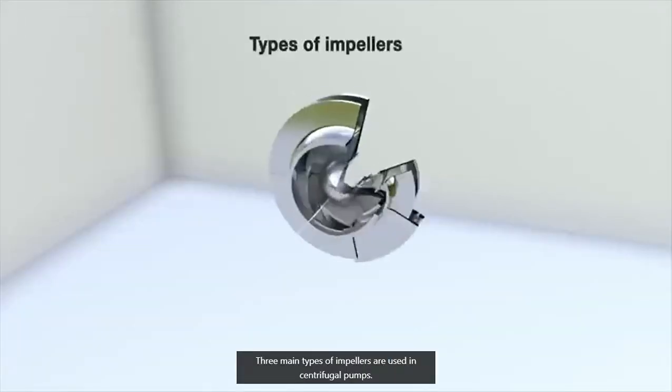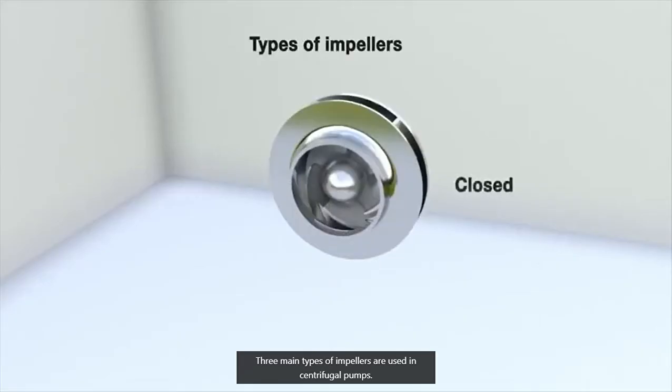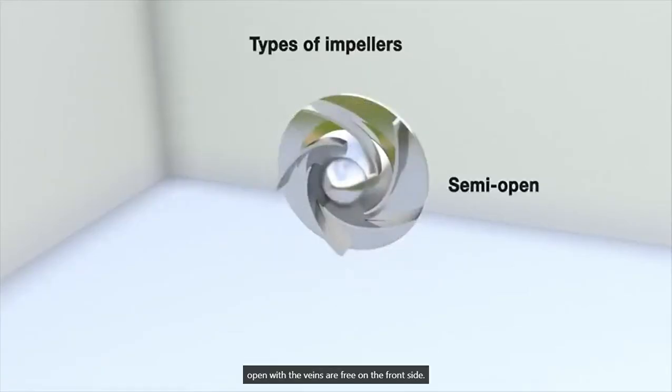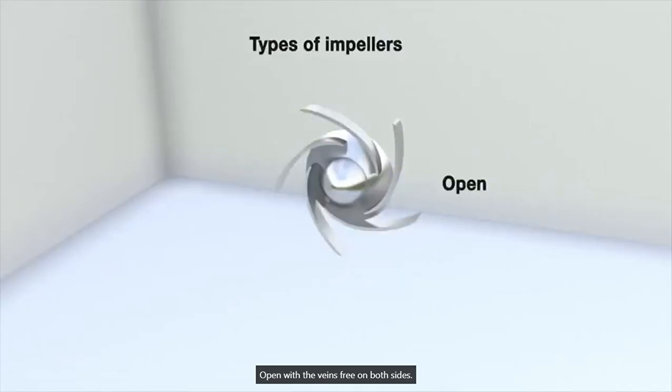Three main types of impellers are used in centrifugal pumps: closed, with back and front discs, vanes and fairings; semi-open, with the vanes free on the front side; and open, with the vanes free on both sides.